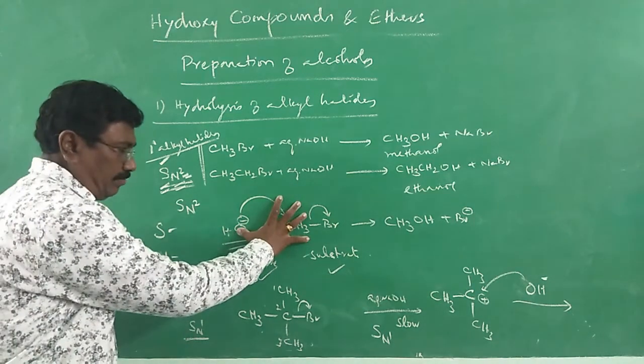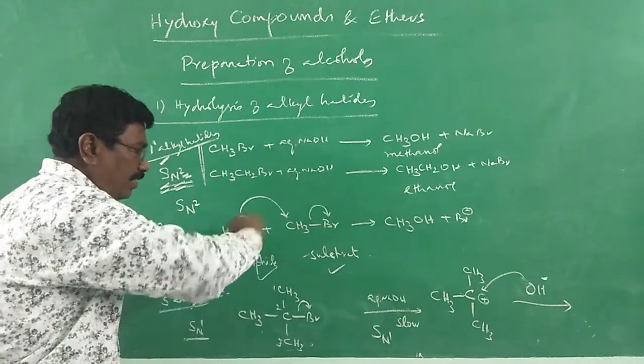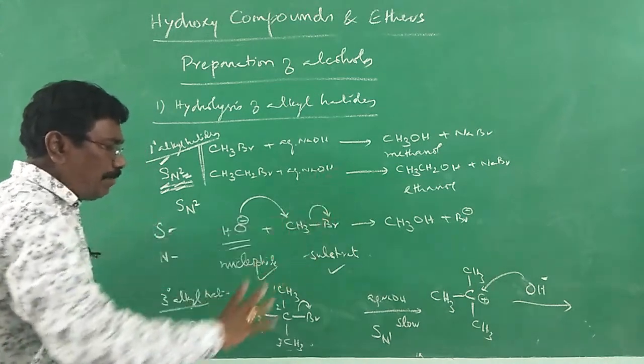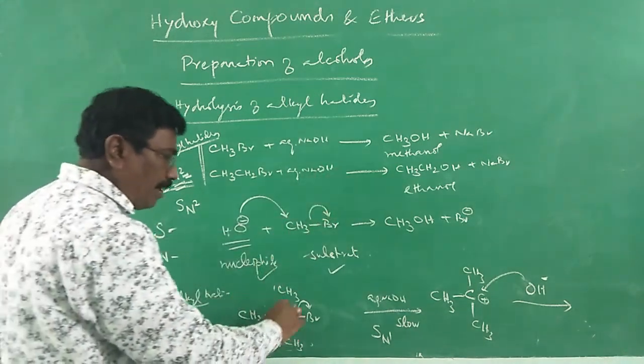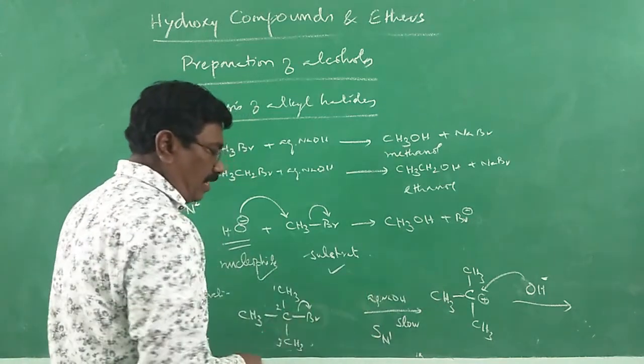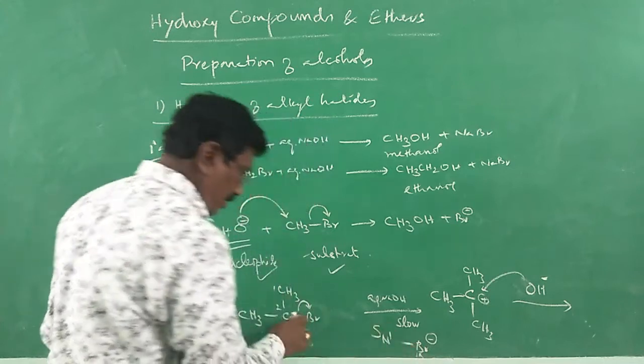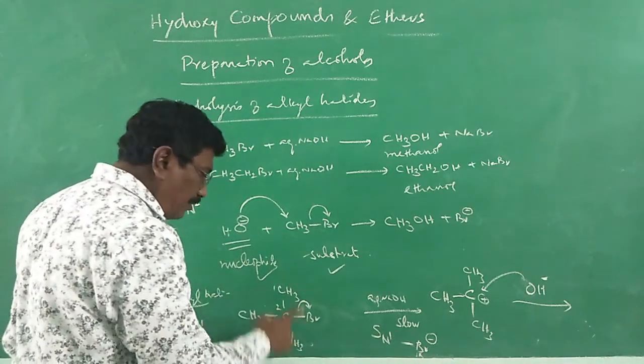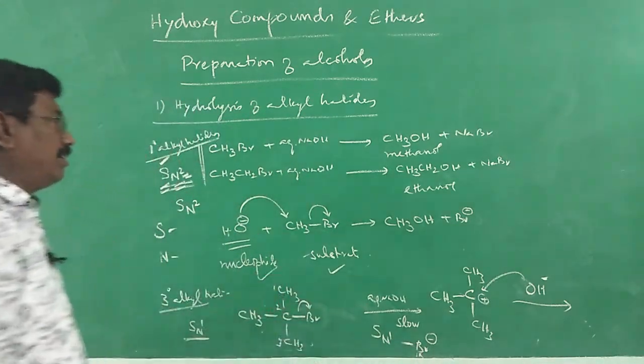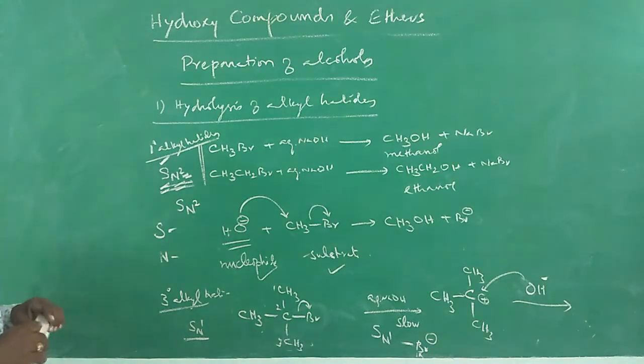In SN2, both are involved. Removal of Br and substitution by OH take place simultaneously. Whereas here, Br minus is removed first. Removal of Br minus is the slow step. In that step, only the substrate is involved, and that is unimolecular. Alright. Hope you might have understood about hydrolysis of alkyl halides and also the mechanism.